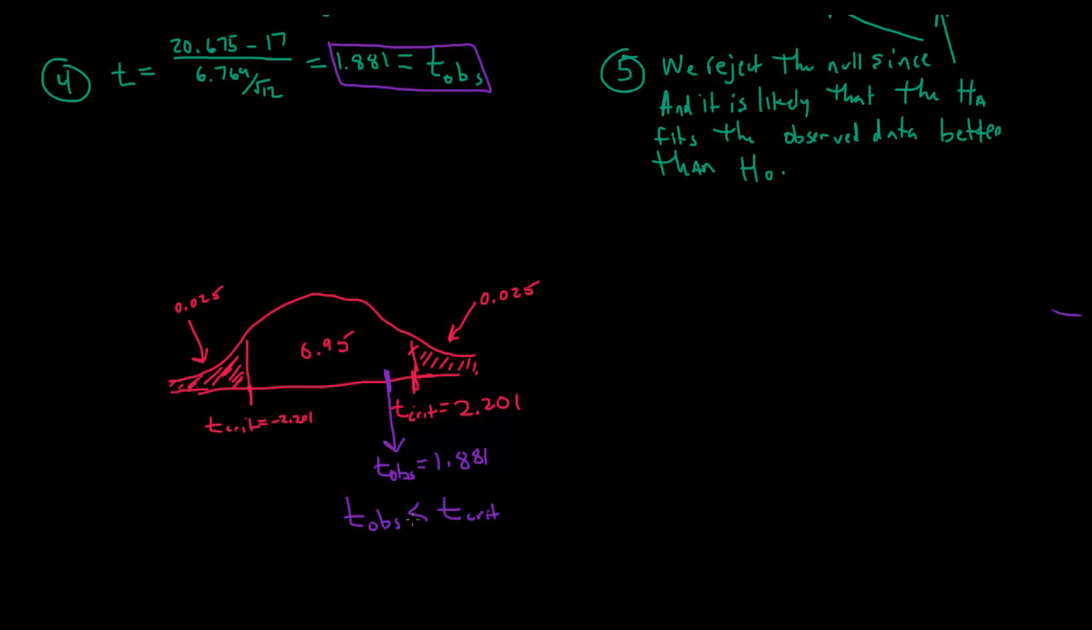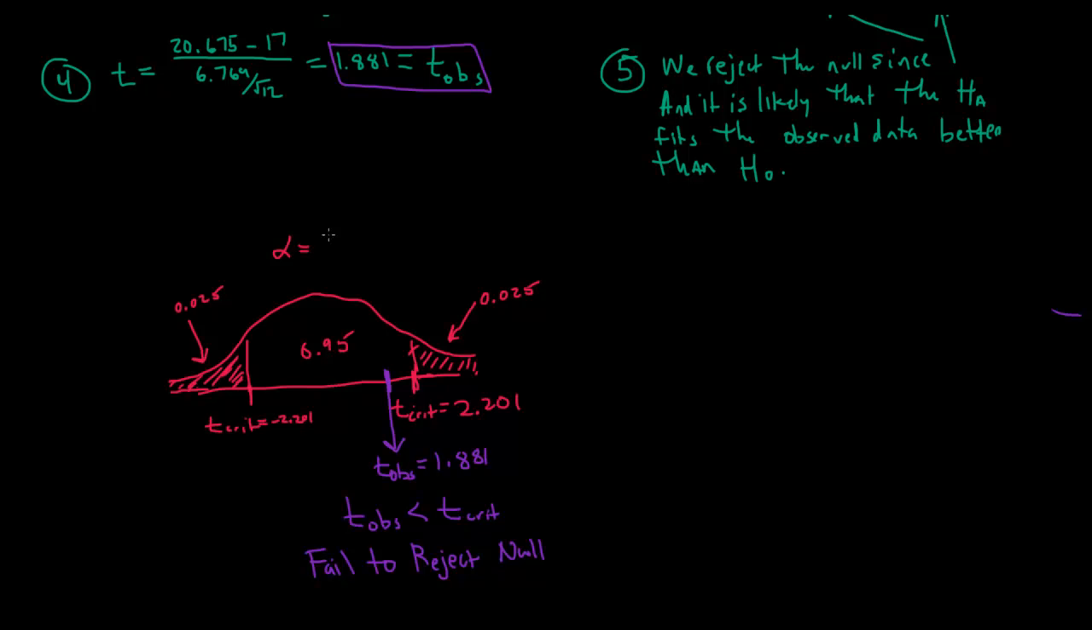Since my observed statistic is less than my critical statistic, the conclusion is we fail to reject the null. Okay? Fail to reject the null, because my observed value is less than my critical value. Now, we can go back again. Let's go over here, and we have alpha.